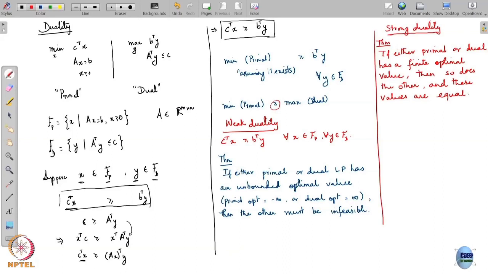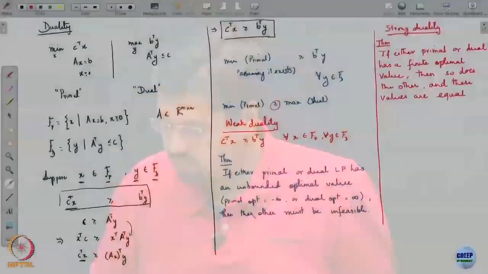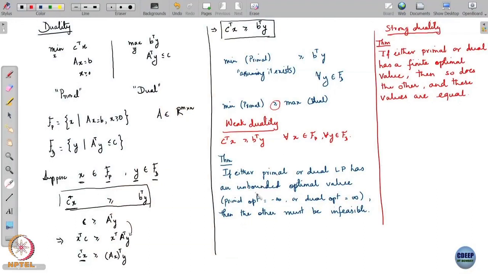So if the primal has a finite optimal value, then the dual must also have a finite optimal value, and the two values should be the same. Likewise, if the dual has a finite optimal value, then so does the primal, and its optimal value is the same as that of the dual. And from the earlier theorem we know that if it doesn't have a finite optimal value, meaning it is unbounded, then the other one must be infeasible.